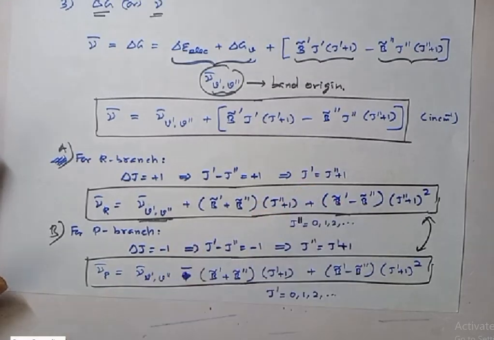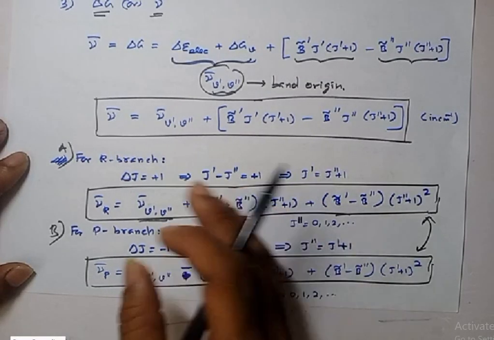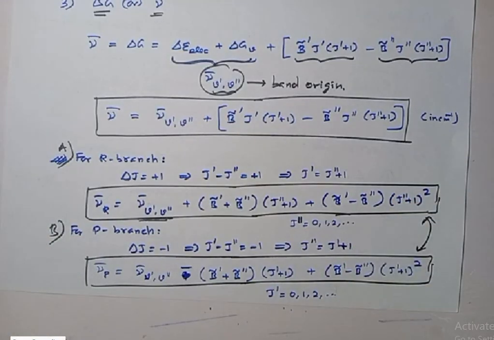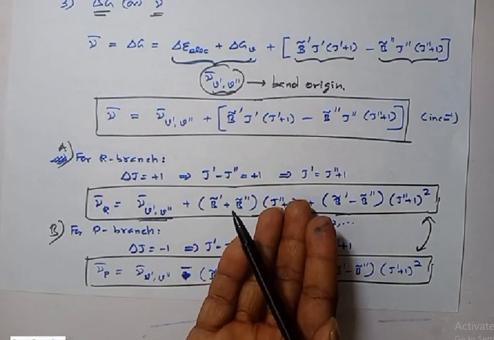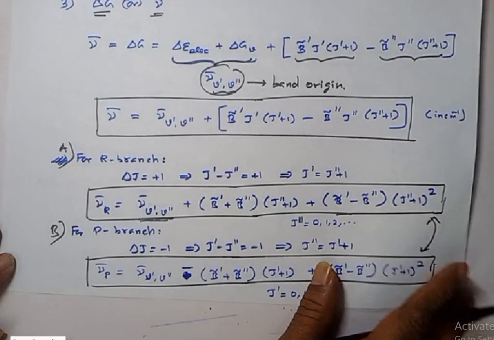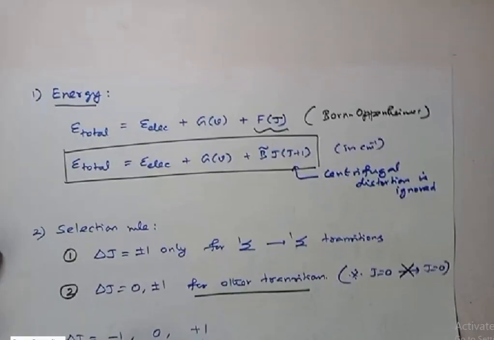Okay. Now what am I going to do? I am going to write this equation in a simple manner. Instead of writing J prime, J double prime, I will write it in a simplified manner. So let me write it on the next page.